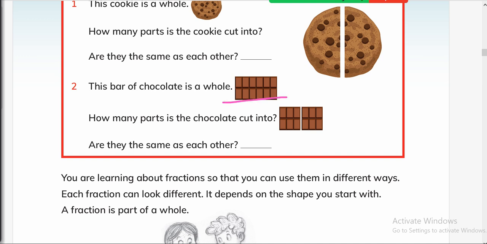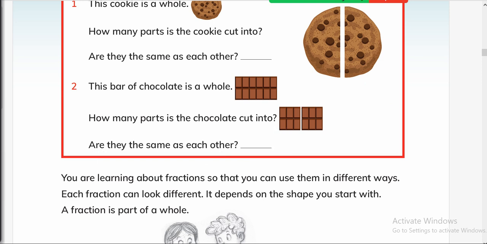This bar of a chocolate is a whole. So they ask you how many parts is the chocolate cut into. They cut the chocolate from the center. They cut it into 2 equal parts. So how will we write the fraction of these 2 equal parts? We will say that if you take 1 piece, you have taken 1 piece out of 2. And we will read the question to answer the question. Are they the same as each other? Yes, these bars are same as each other.